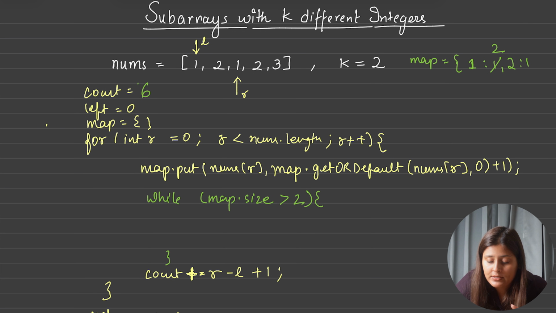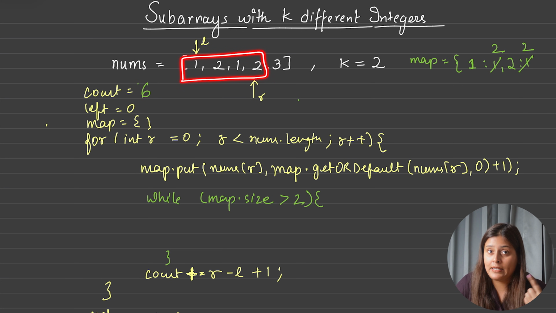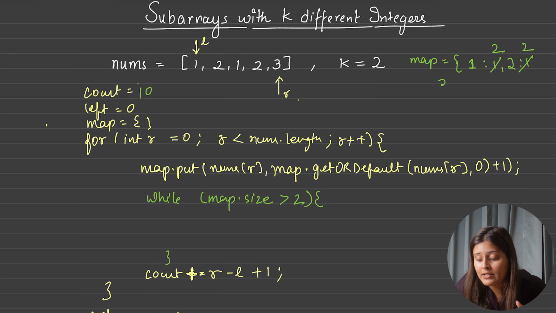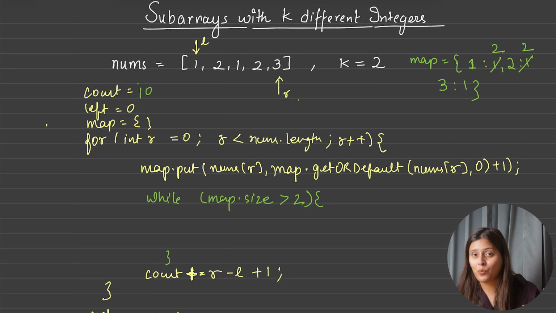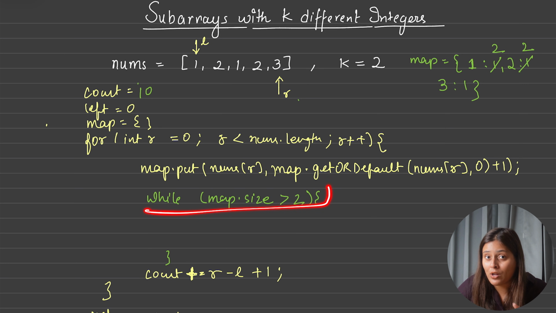Now I will move this right pointer ahead and r will go here. Now again we will see 2 is already there, so we will increment the value. Still the map size is valid, so hence the number of subarrays count will be nothing but the length. So again what is the length? 4. So can I say the total count will become 10? Yes. Now again I will do right plus plus, so right will go here, and now after this I will add 3 inside it, and now the map size becomes 3, and that is not allowed.